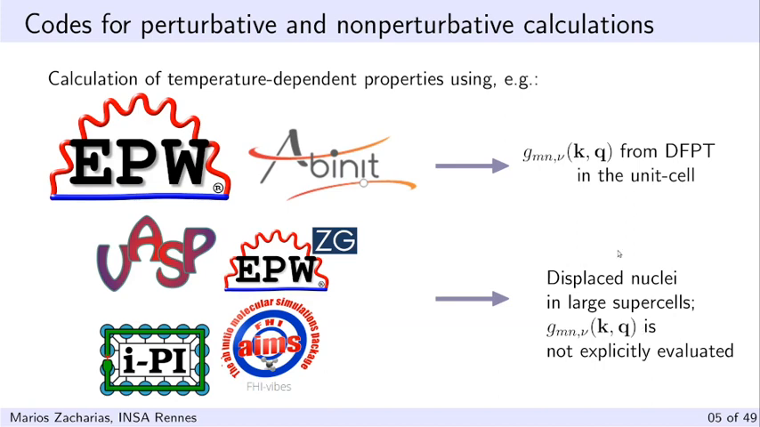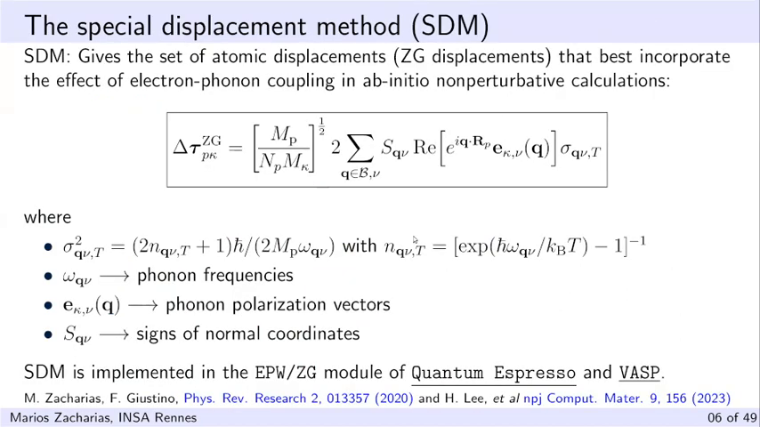Today I'm going to discuss how we can displace the nuclei in an optimized way in large supercells to efficiently incorporate the effect of electron-phonon coupling and at the same time capture anharmonicity. So here is the expression that we are implementing in order to obtain the special displacements, which I also call ZG displacements after Zacharias and Giustino.